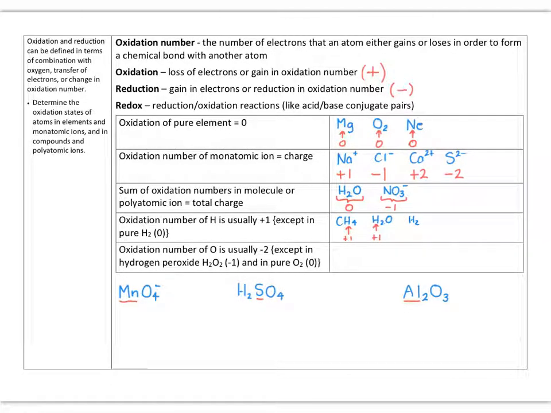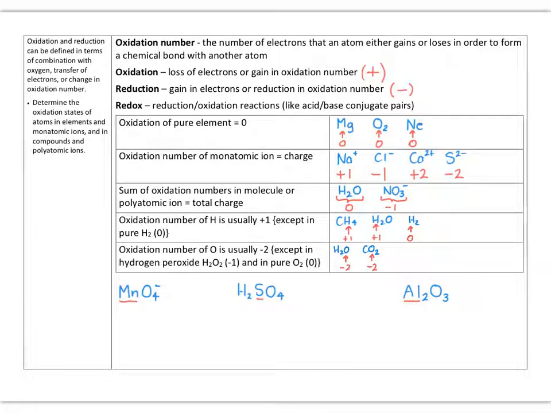But remember, if you saw pure hydrogen gas, you sort of do these rules in order. So that would be 0. Now, oxygen is a little more confusing. The oxidation number of oxygen is usually -2. So in things like water or carbon dioxide, the oxidation number of the oxygen will be -2.